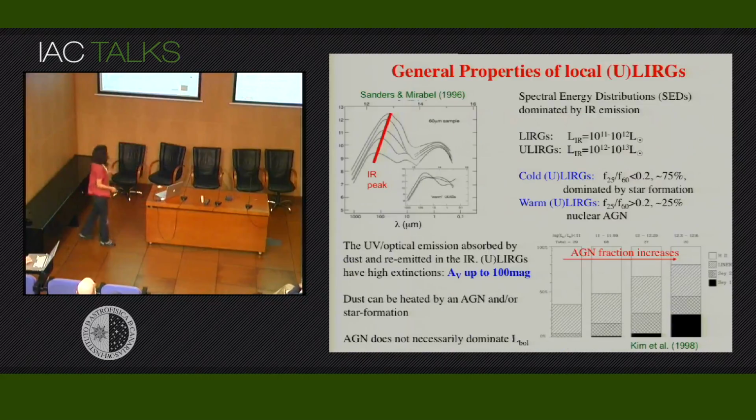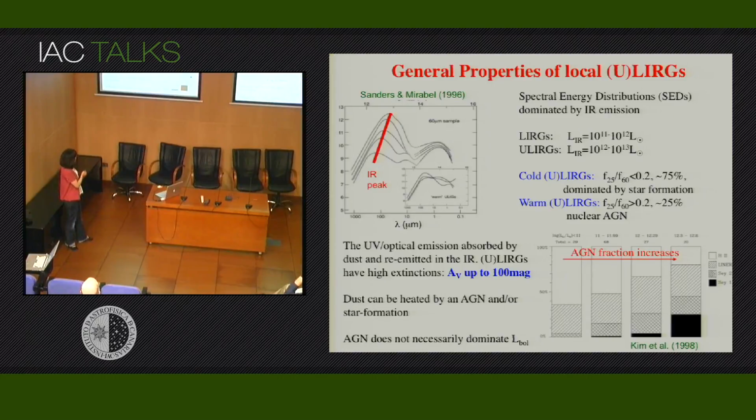So, of course, we knew about the existence of infrared bright galaxies for a long time, from the early 70s, but it was really with the IRAS satellite that we started discovering them in large numbers. People came up with a very simple classification in terms of the total infrared luminosity. If a galaxy has an infrared luminosity between 10 to the 11 and 10 to the 12 solar luminosities, it is called a LIRG, and if the luminosity is above 10 to the 12, it's called a ULIRG.